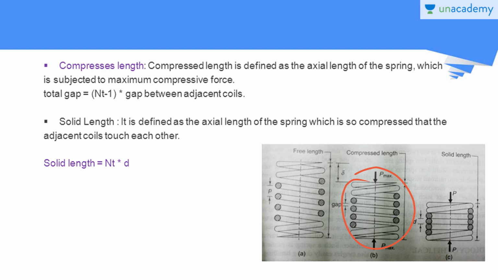And also the solid length is defined as the axial length of the spring which is so compressed that the adjacent coils touch each other. See here, in this state the length measured is equal to the solid length. As I said before, the solid length is given by Nt times d, where Nt is the number of coils in the spring, and d is the diameter of the wire used for making this spring.